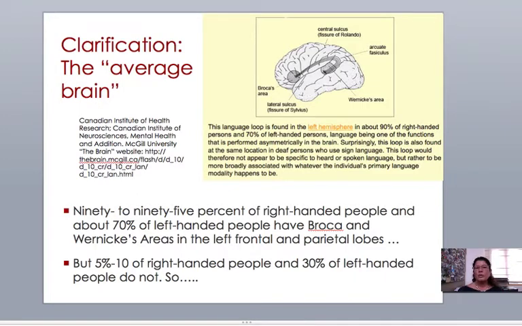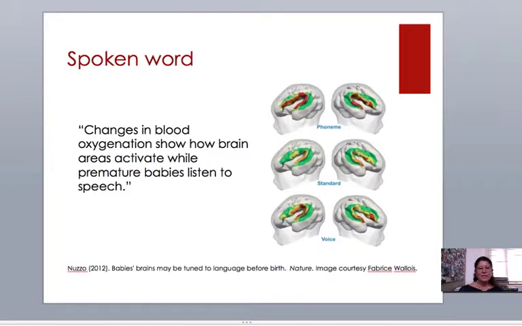I mean, the majority of people in the world do have these key language areas in the left hemisphere. However, 5 to 10% of right-handed people and 30% of left-handed people don't. So we can't really just say, yeah, language is a left hemisphere activity. We know that's definitely not true. And we'll look at some examples of those exceptions at the end.